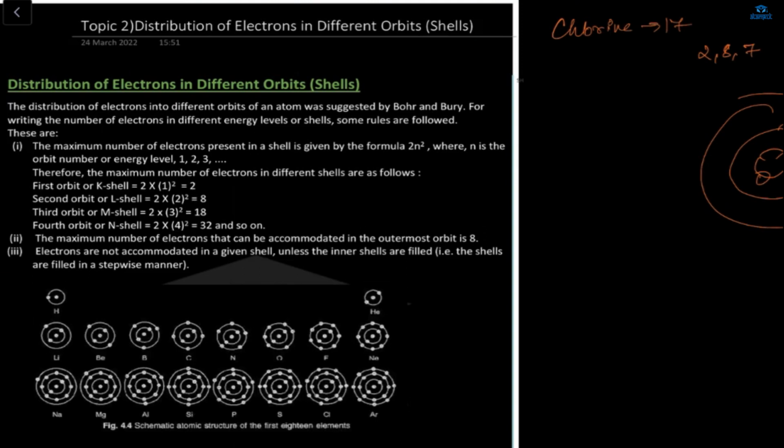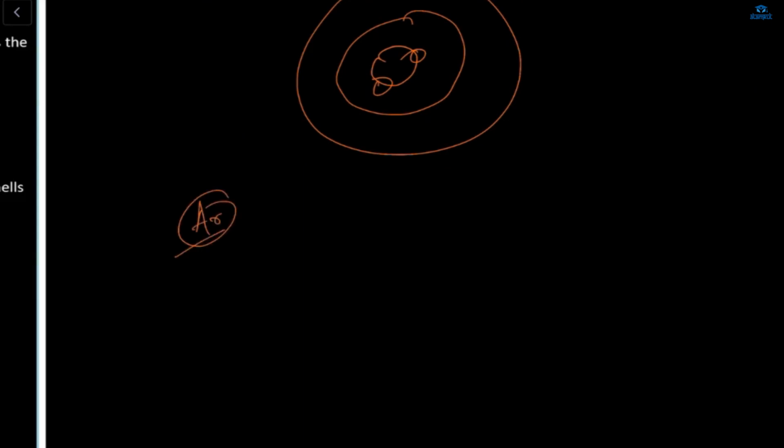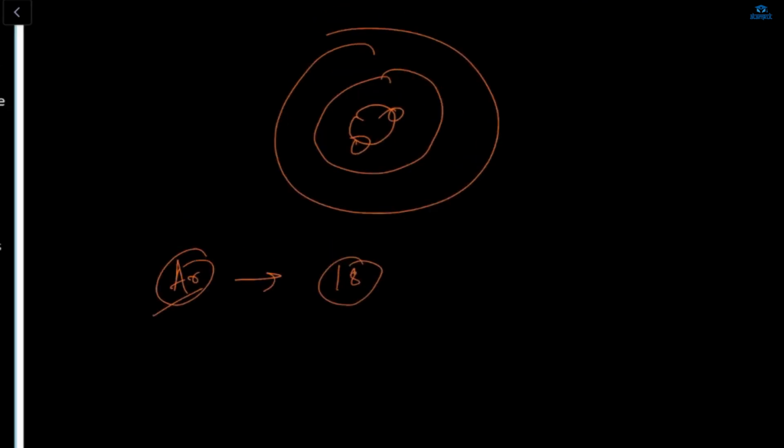Let me give you argon, Ar. For argon's electronic configuration, first of all you need to know the atomic number of argon. It is 18, and after that you have to simply put the electrons in shells. It'll be 2, 8, and 8. Yes, correct. Easy, right?